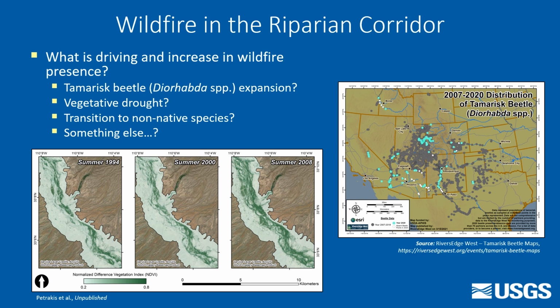Additionally, vegetative drought or transitions to non-native vegetation species may be leading to an increase in fire conditions. These maps show an increase in NDVI from the summers of 1994, 2000, and 2008 over large areas, which would indicate transitions to non-native tamarisk stands and a large increase in overall density of the vegetation. When NDVI reaches above 0.6, 0.7, 0.8 during the summer, that's likely an indication of non-native vegetation. When this is coupled with drought conditions, these areas may be at greater risk for wildfire. Or it may be something else, and that's something that remote sensing hopefully will be able to tell us ultimately.